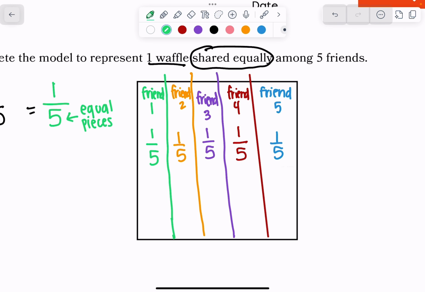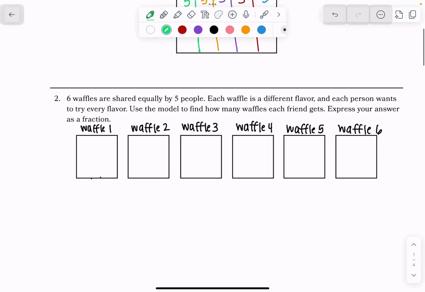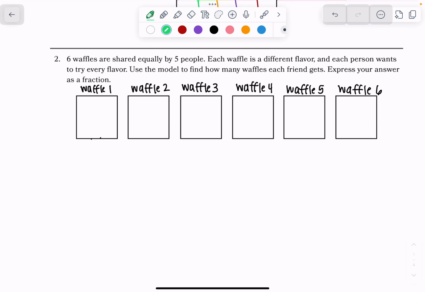Okay, so now let's go down over here and look at this model. It says 6 waffles are shared equally, and Miss Fimple said when you say shared equally, that's just going to be your division sign, okay? 6 waffles are shared equally by 5 people. Each waffle is a different flavor. So waffle 1 could be strawberries, waffle 2 could be bananas, waffle 3 is your chocolate chips, and so on and so forth. So each of these 6 waffles has a different flavor. And each person wants to try every flavor. So each person needs to get at least 1 slice.